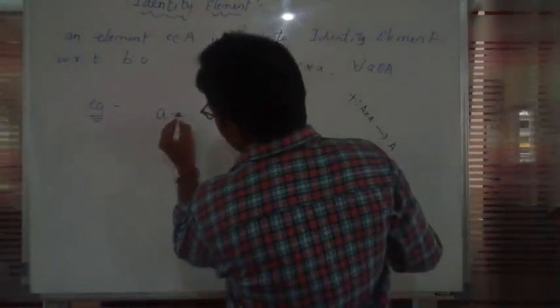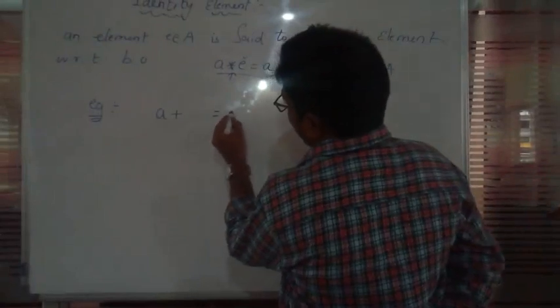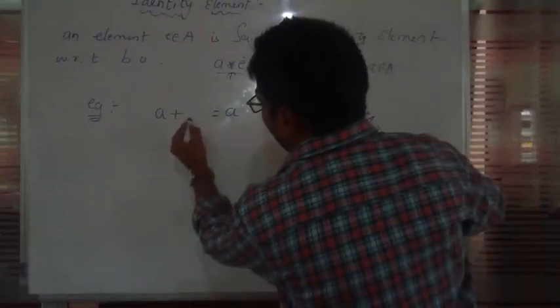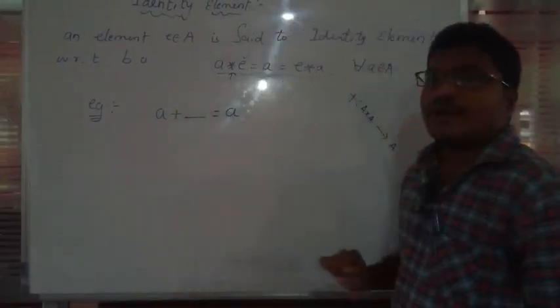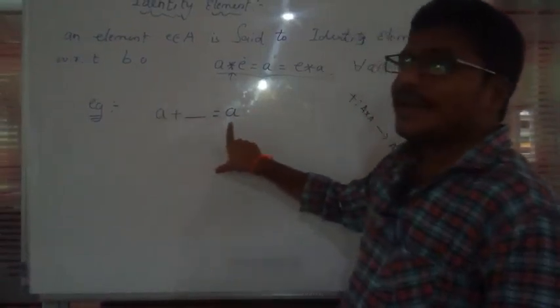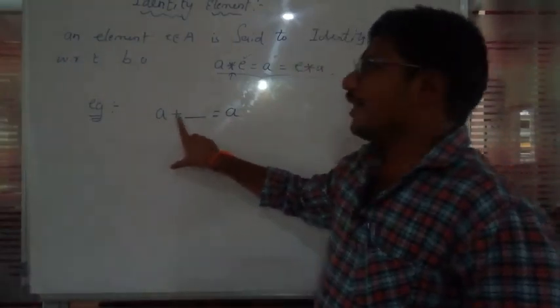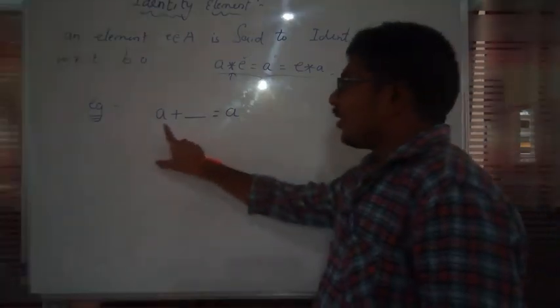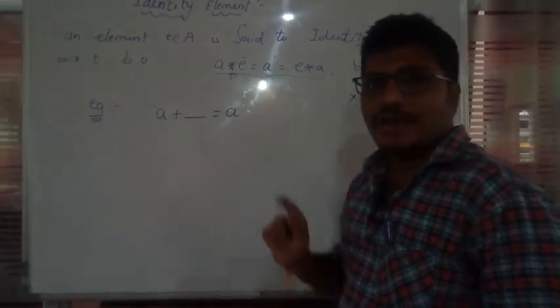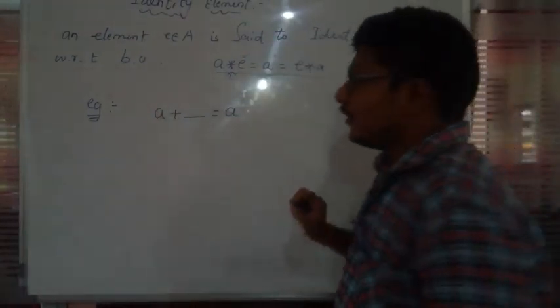Now I will give the operation, plus. So the number a plus a. What number should we add to a to get back a again? Which number is added to a so that we get back a again? Which number?